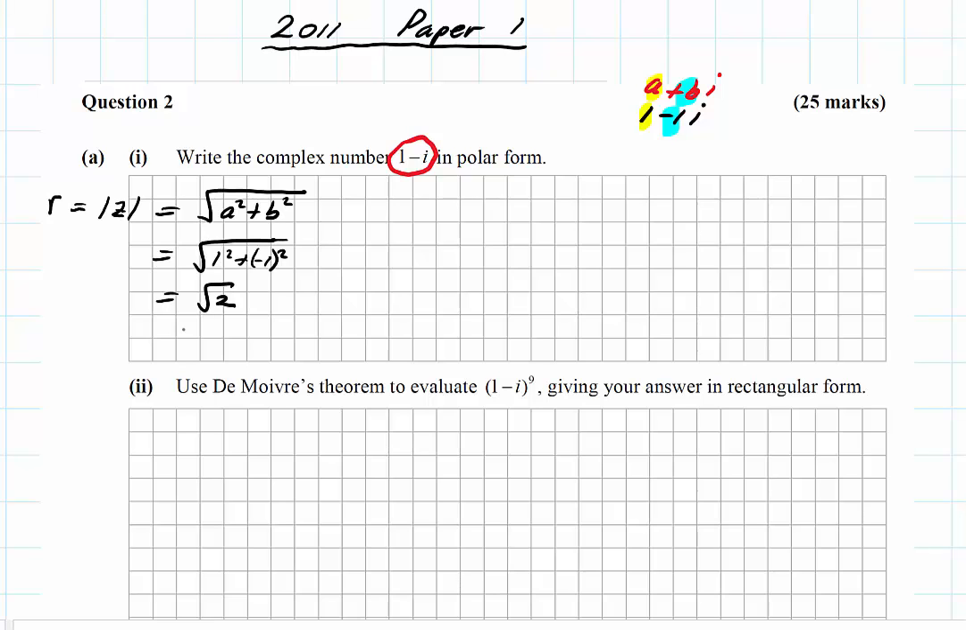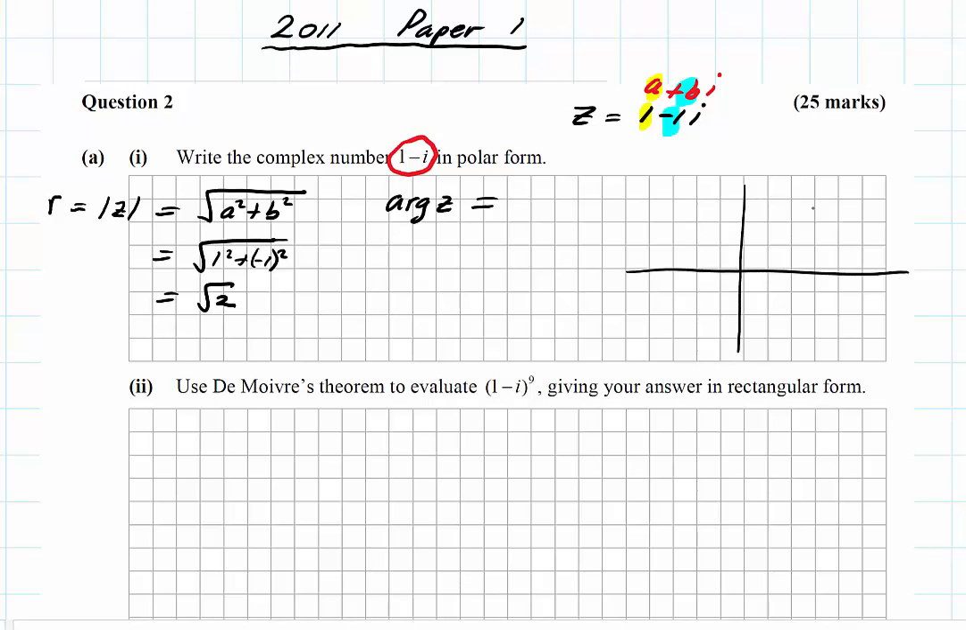Now we also have to get the argument of z. By the way, I'm just calling this number z here, just giving it a name. The argument of z is the angle it makes with the x-axis. Got to be a little bit careful here. We really need a diagram to see how things are.